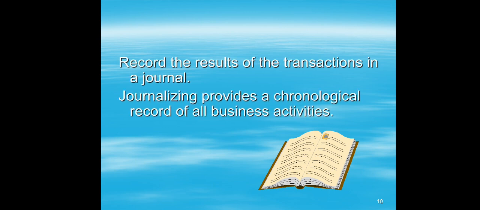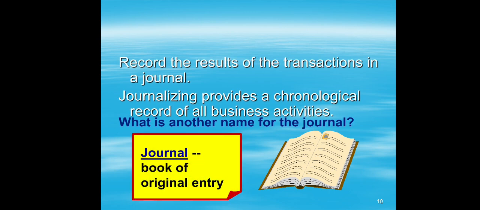Okay, let's see. Remember this: journal is the book of original entry. In other words, journal is the first book that we use in accounting. So when you want to make accounting record for a business, first you have to do step 1, analysis, and then you have to record the transaction in a book called journal. Okay, see here in this slide.